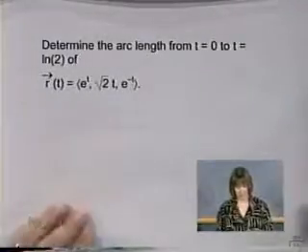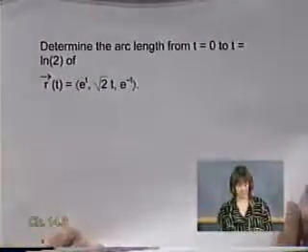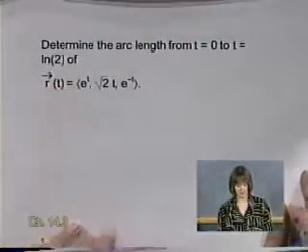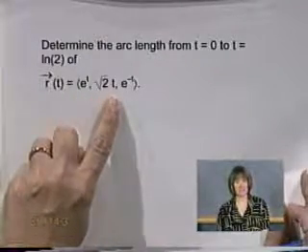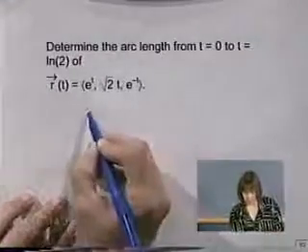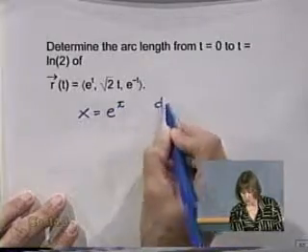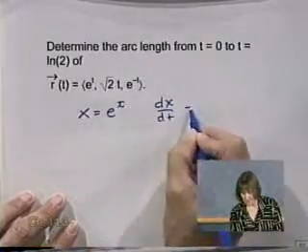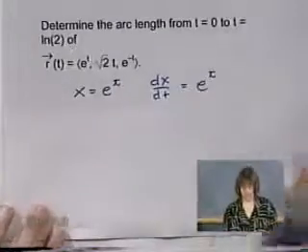Determine the arc length from t equals 0 to t equals natural log of 2 of the function e to the t, comma, square root of 2 times t, and then e to the minus t. Now let's just write out what my x's and my y's and my z's are. X is e to the t, so dx dt is going to be e to the t. Okay, I think you all would agree on that.